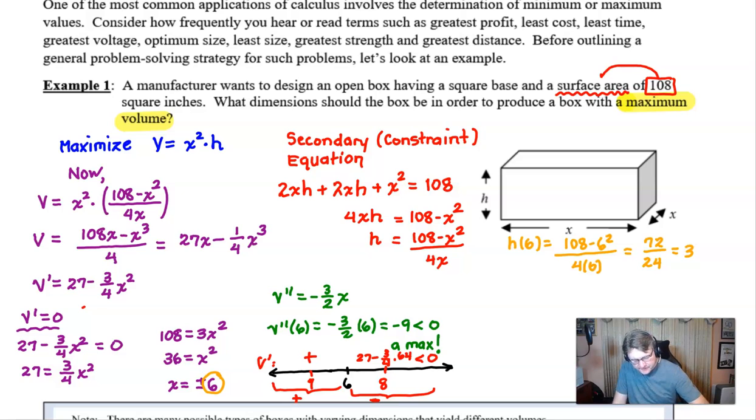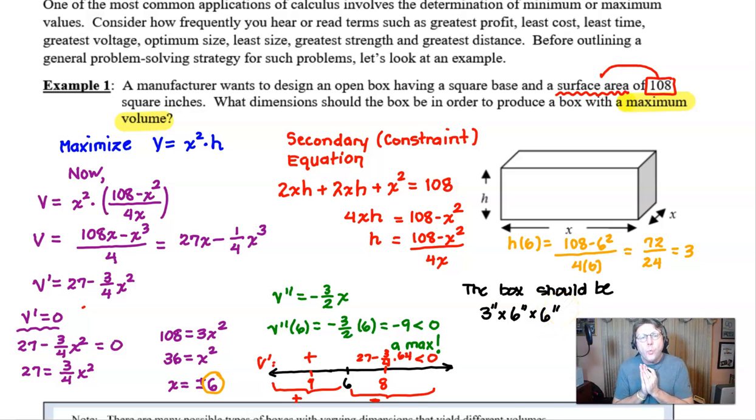And so your final answer is simply the box should be 3 inches by 6 inches by 6 inches, making sure you include your units. And just so you know, it doesn't matter what order you write these 3 numbers.